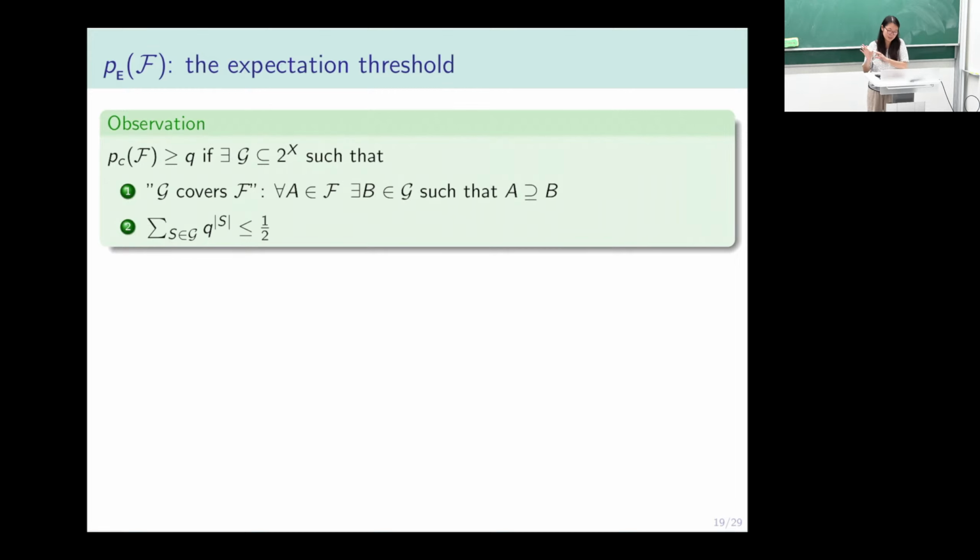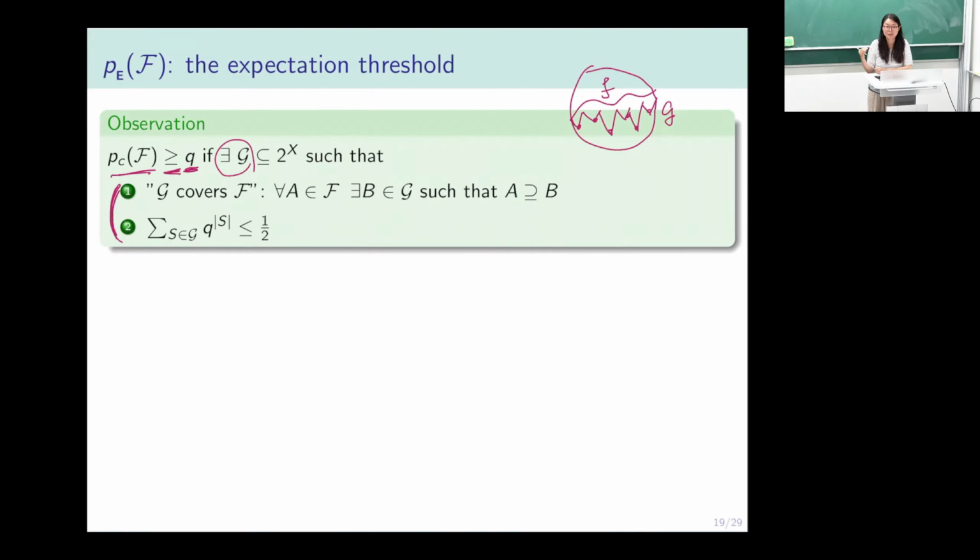Before I give the rigorous definition, let me start with an observation about a lower bound on the threshold. We know that Q gives a lower bound on the location of thresholds if there exists this G, which is a subset of the power set, that satisfies two properties. The first property is called G covers F, and I think it's better to give you the picture. Let's say this is F, and G usually looks like this. This is not an increasing property. This is just a hypergraph. And if we collect everything that's above G, and if everything above G contains F, then we say that G covers F.